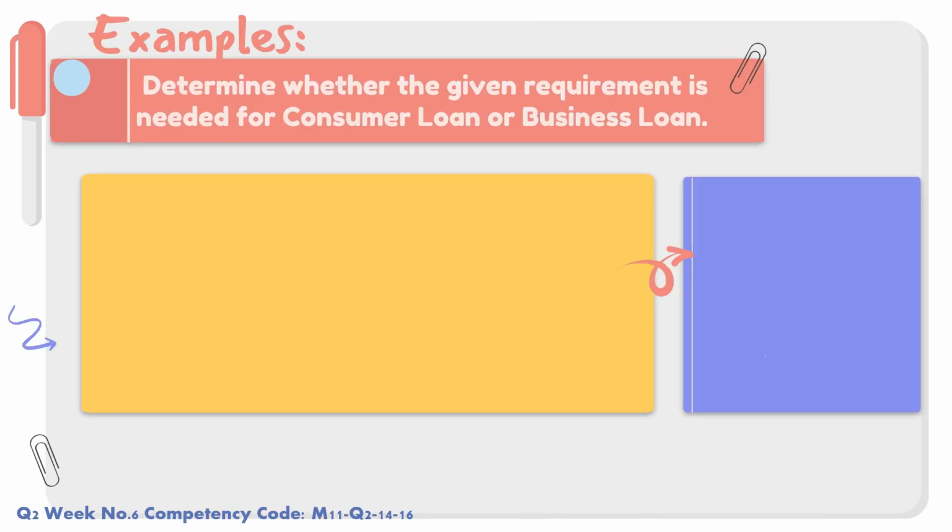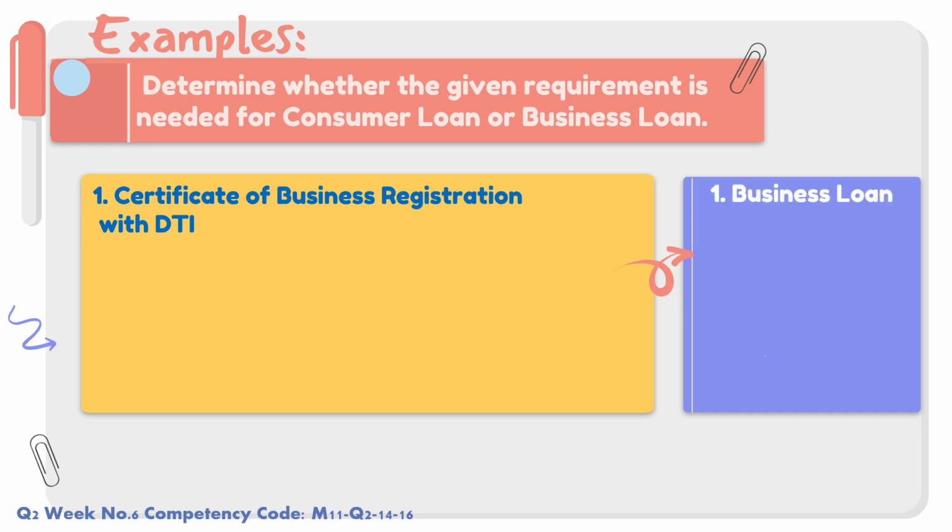Determine whether the given requirement is needed for a consumer loan or a business loan. Number 1, Certificate of Business Registration with DTI. This is for a business loan.